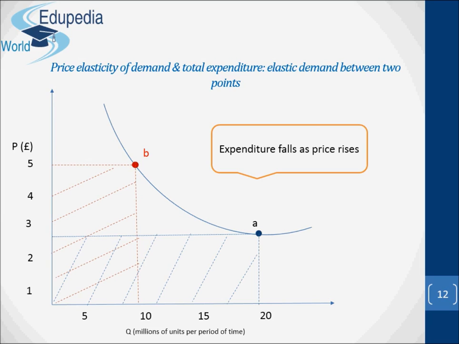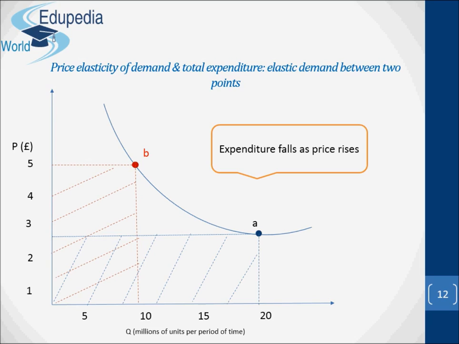P rises, Q falls proportionately more. Thus, the total consumer expenditure falls. When P falls, the quantity rises proportionately more. Thus, the total consumer expenditure rises. In other words, total expenditure changes in the same direction as quantity.